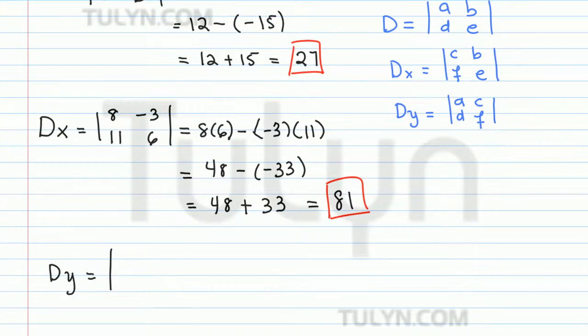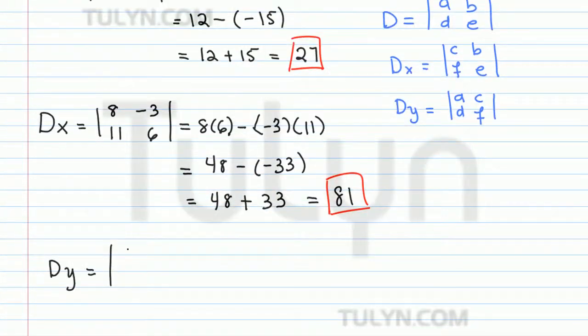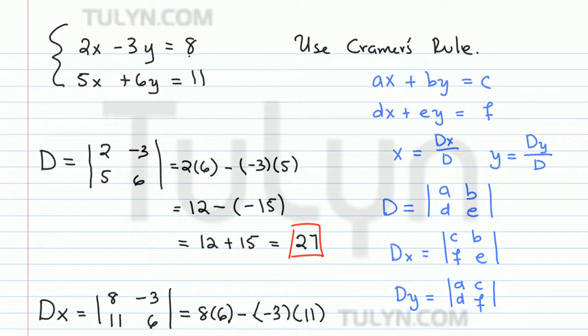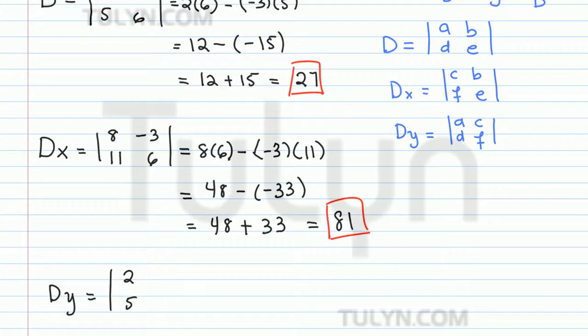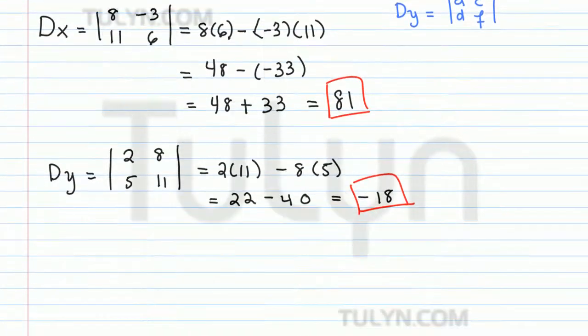So Dy, let's go back to the equations. You write the x coefficients the same, leave them alone, but this time, for the y coefficients, instead of writing negative 3 and 6, you replace them with the constant terms. So as the second column, we're going to get 8 and 11. Great, so now doing this, we get 2 times 11 minus 8 times 5. And simplifying, we have 22 minus 40, which gives us negative 18. Awesome.